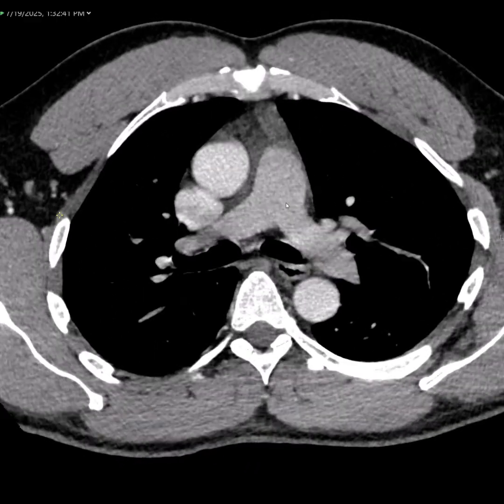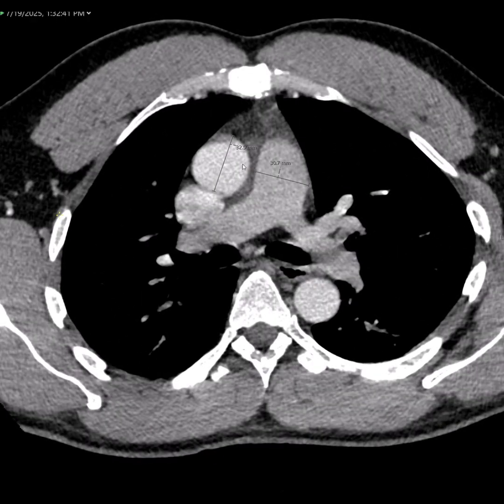Next, you want to look at the great vessels. You can look at the diameter of the aorta and the pulmonary artery. You want to look at these right before the pulmonary artery bifurcates. Make sure that they're less than 3.5 or 3 centimeters, respectively.